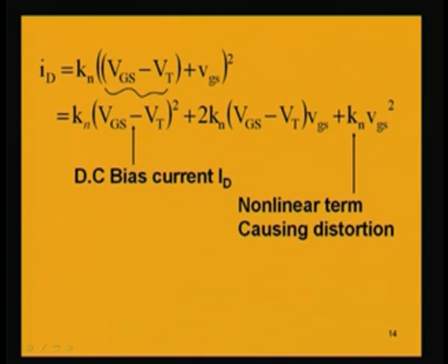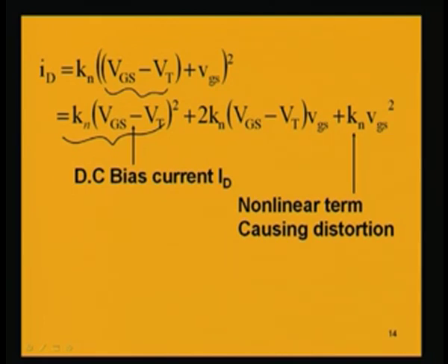Now, if we closely look into this whole expression, the first expression, Kn into (VGS minus VT) whole square, is nothing but the DC biasing current, capital I capital D, because this is the DC quantity of the gate to source voltage and this is the threshold voltage. So, this whole quantity is nothing but the DC drain current. Now, the last term in this expression is Kn vgs square. You see that this is a square term, small vgs, that is the signal.